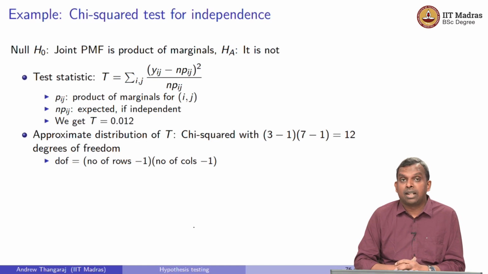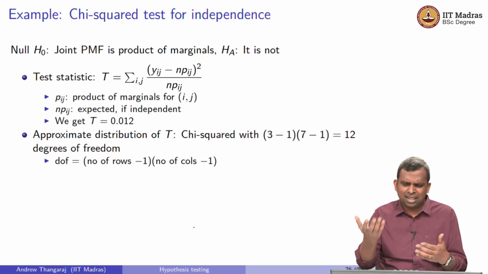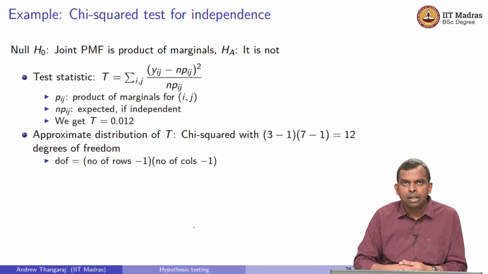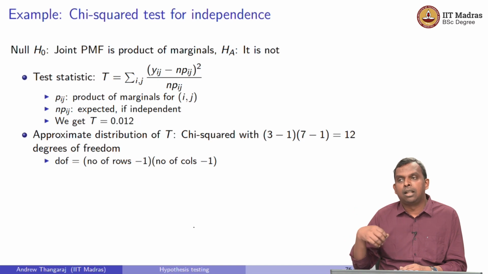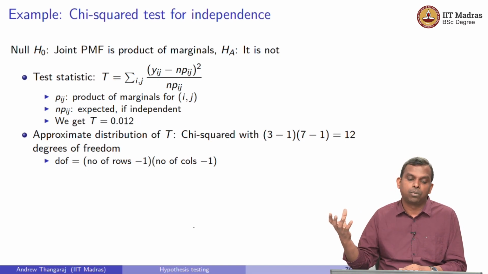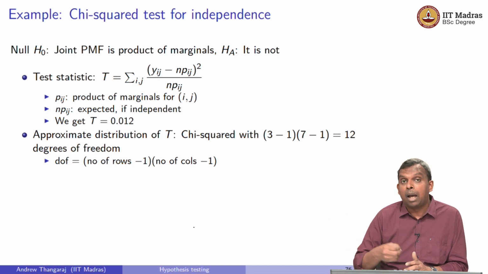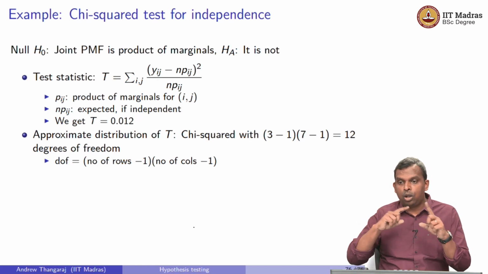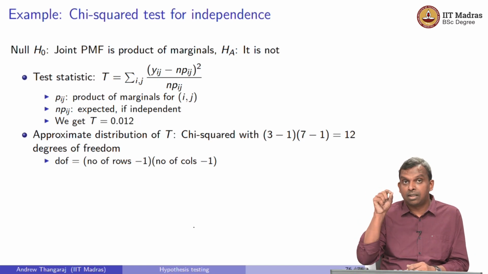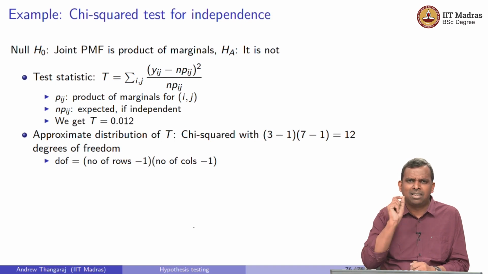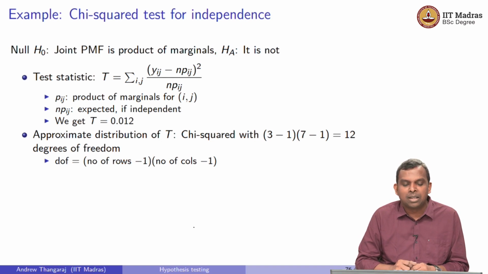So how does the chi-square test go? This is the general test. I have also shown you the example. The null hypothesis is that the joint PMF is the product of the marginals. The alternative hypothesis is that it is not. What is my test statistic? I am going to sum over all ij, all the two coordinates, of yij, which is the observed, minus npij, which is expected, squared, divided by npij. Same as the chi-squared test statistic. The product of marginals for ij is pij, and npij is expected if they are independent.